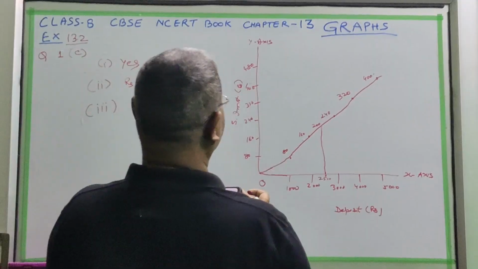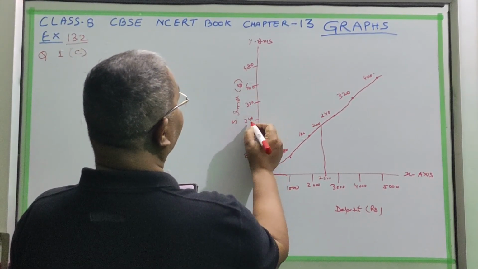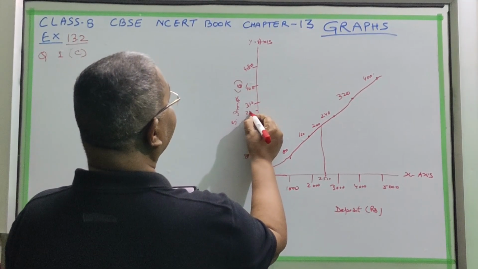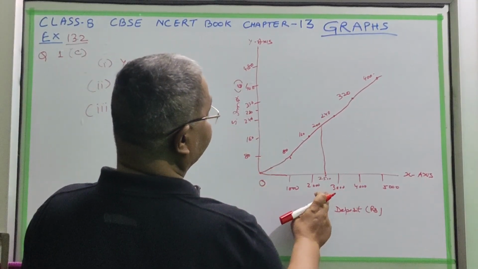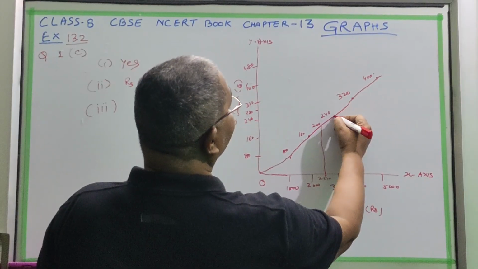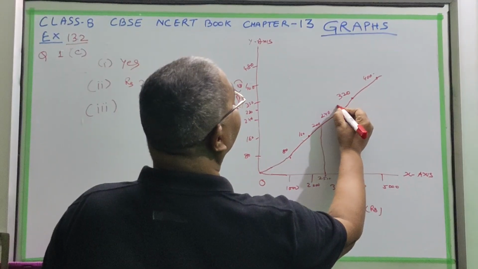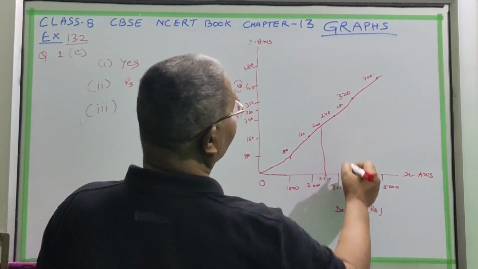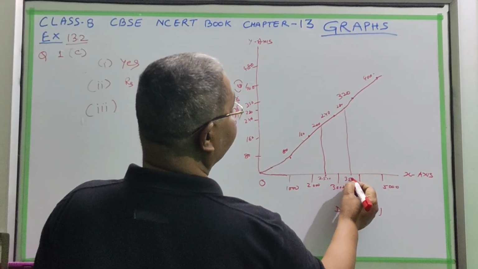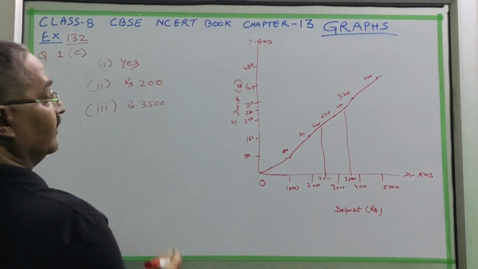Then third, to get an interest of 280 per year, how much money should you deposit? 280 means it will be somewhere in between, and for 280 rupees, how much should you invest? You should invest somewhere here. In between, it will come here, so that will be about 3,500. So 3,500 rupees if we invest.